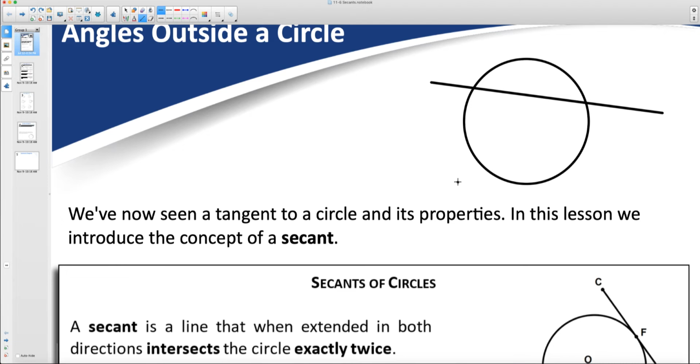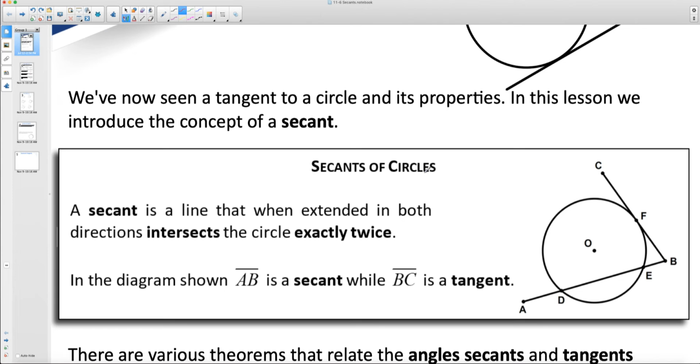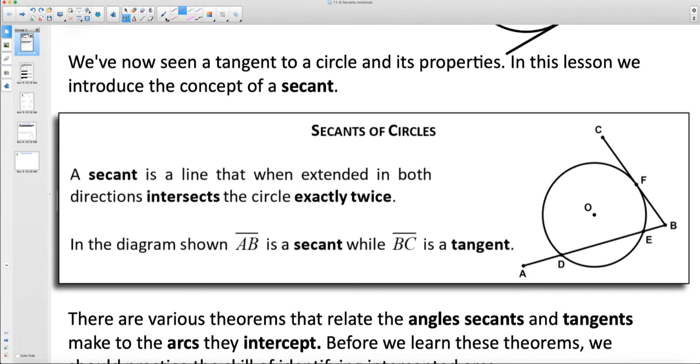And if we have two secants and they create an angle, we have a way that we could figure out what that angle measure is, or maybe a secant and a tangent. So this would be a tangent if it touches exactly once. And that's what we're going to look at today: angles that are created outside of a circle. So again, real quick, secants intersect the circle exactly twice. For example, AB would be a secant, whereas BC would be a tangent because it touches only once.